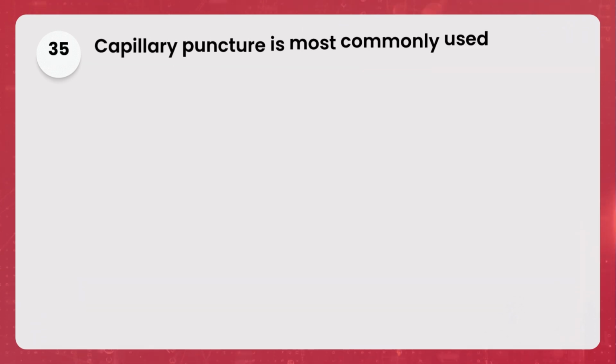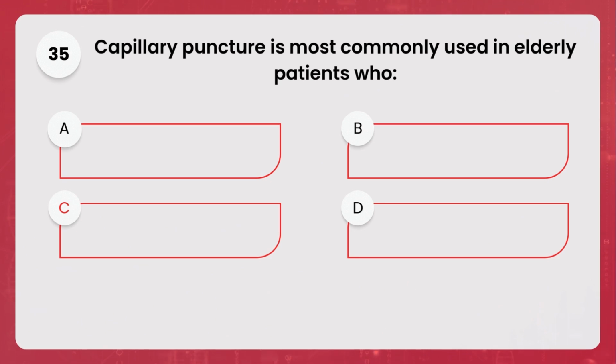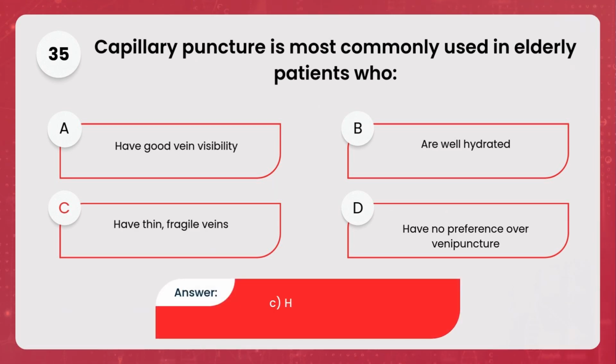Number 35. Capillary puncture is most commonly used in elderly patients who A, have good vein visibility, B, are well hydrated, C, have thin fragile veins, or D, have no preference over venipuncture. The answer is C, have thin fragile veins.